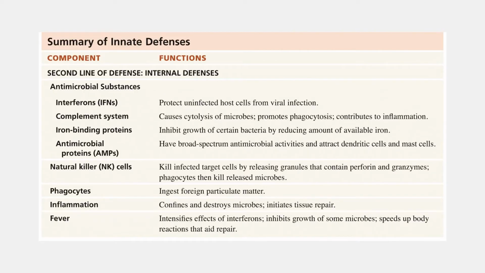And then this table summarizes the second line of defense, those internal defenses. So keep in mind that this second line of defense is still innate defenses that you're born with. So we're not talking about adaptive immunity yet, we're still talking about the innate immunity. So here are those antimicrobial substances, natural killer cells and phagocytes, as well as the inflammation and fever. Again, these are all things that we've talked about, but it's nice to have a summarizing table here.